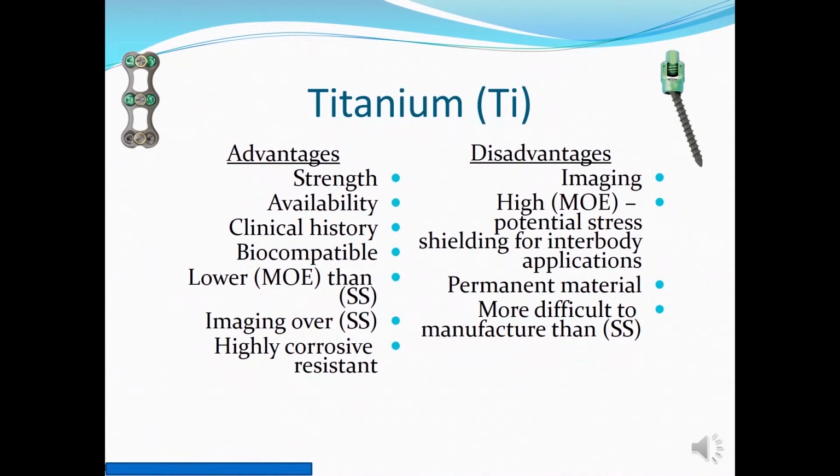Titanium has advantages and disadvantages. Regarding the advantages, it is strong, available, biocompatible, imaging with MRI is good, and it has high corrosion resistance. Regarding disadvantages, it is expensive, and more difficult to manufacture than stainless steel.